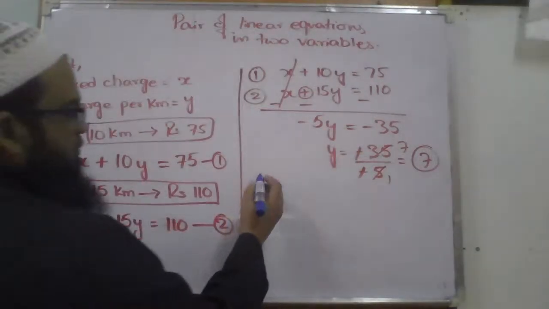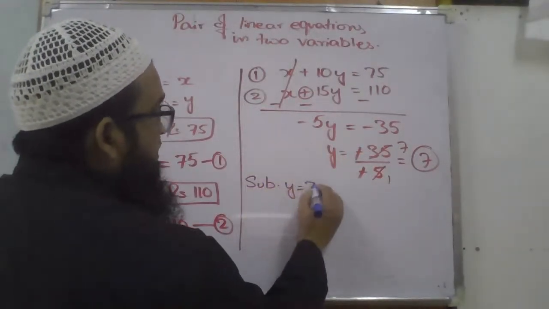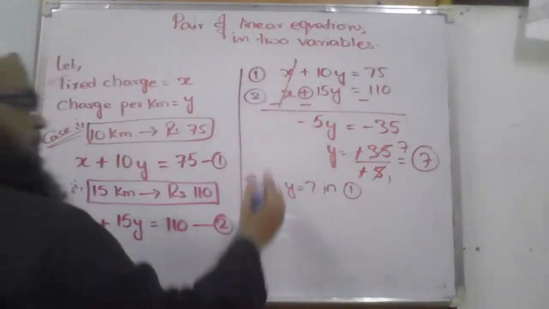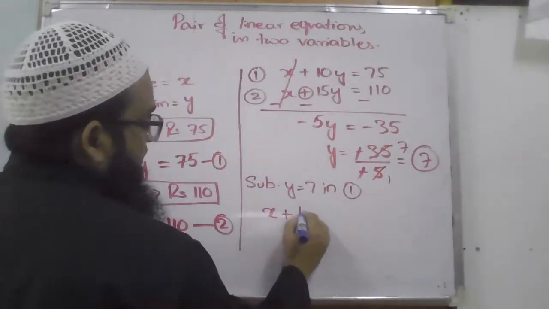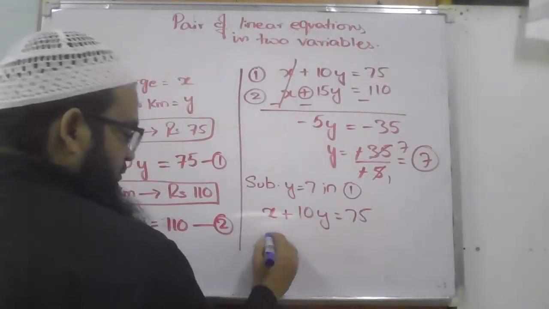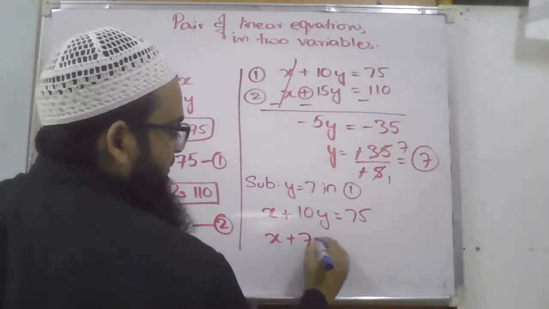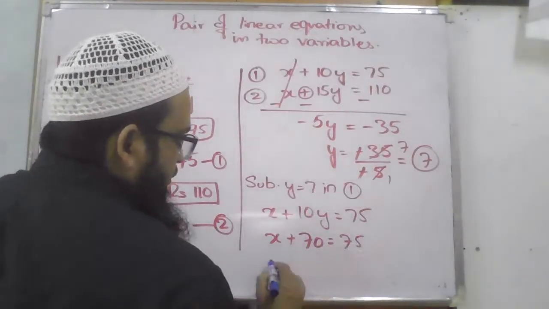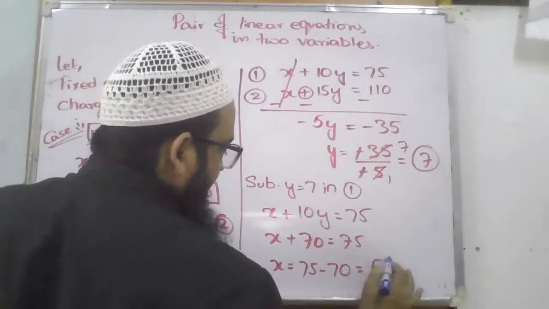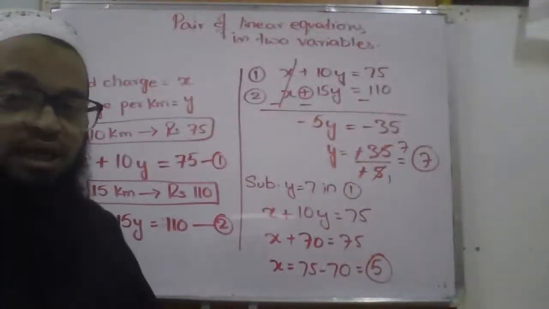So now in order to find x, substitute y is equal to 7 in any first equation. So x plus 10y is equal to 75. So x plus 10 into 7, 70 equals 75. So when you transpose, x is equal to 75 minus 70, that is equal to 5. So you got x is equal to 5 and y is equal to 7.